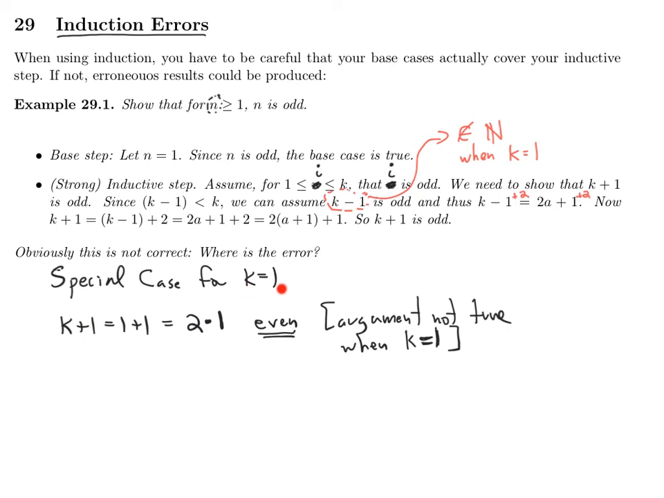Again, when k equals 1, k minus 1 is out of our domain. It's 0, so we can't use this argument. We have to do a special case when k equals 1. So we do the special case for k equals 1. We find it's not true, so our induction falls apart. Of course it does. Of course not every integer 1 and greater is odd. That's ridiculous. So this is just a little example to say, just make sure that you're careful when you're doing inductions, especially around special cases.